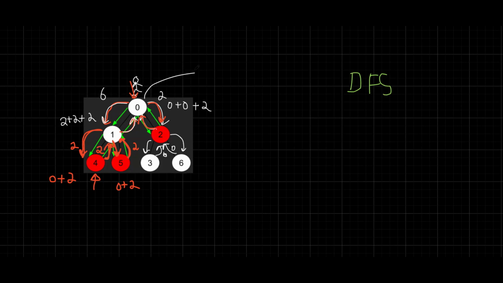Now node 0 will return the value 6 plus 2, which is 8. That means we need a total of 8 minutes to collect all of the apples in the tree rooted at 0. Basically, this is how the DFS algorithm works. The overall time complexity of this algorithm is big O of n. I hope you understood the algorithm. Now let's move on to the code.